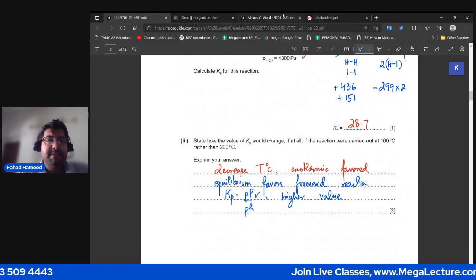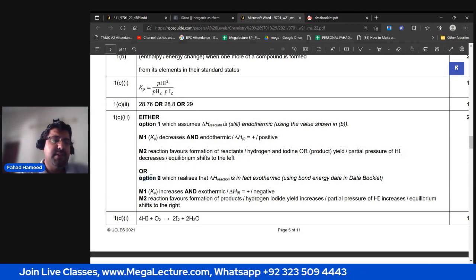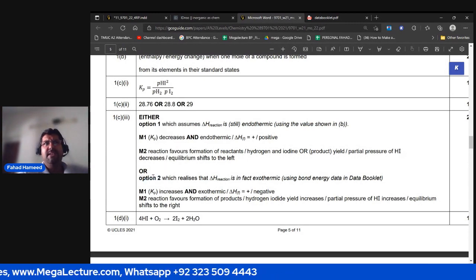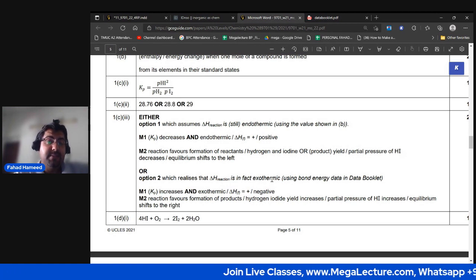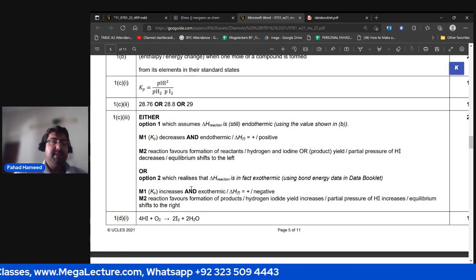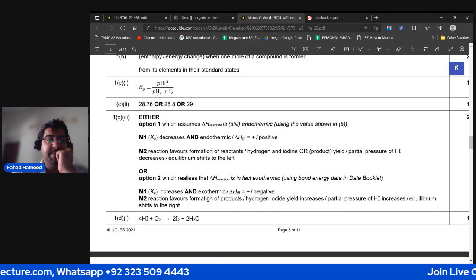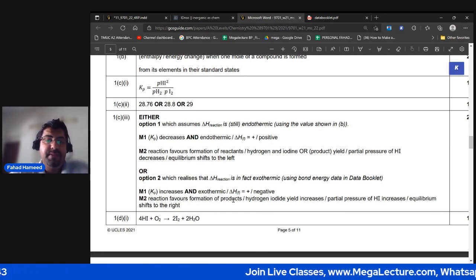Now, the marking scheme has allowed both options, but the option two that we selected realized that the enthalpy of reaction is in fact exothermic. Maybe the reason they allowed both options was because a lot of students actually didn't get the question, which is why they ended up allowing it. So we did figure that out using bond energy data in the data booklet. And so Kp should increase. Exothermic means it favors formation of products. You get more products, so partial pressure. So we did write this one.